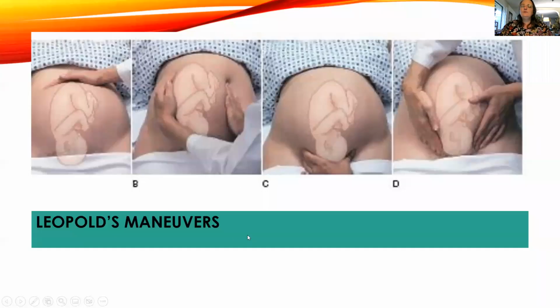This is Leopold's maneuver. This is not something that you have to know how to do, but I just want you to know what it is. Sometimes you'll see questions related to that. Leopold's maneuver is a way of helping us determine where the baby is inside that uterus. And there are certain steps that we walk through in order to determine that. It helps us determine if the baby is head down, and sometimes even what direction the baby is facing.